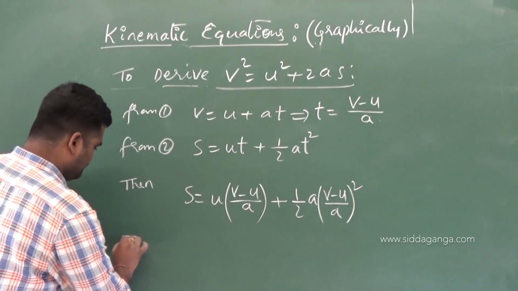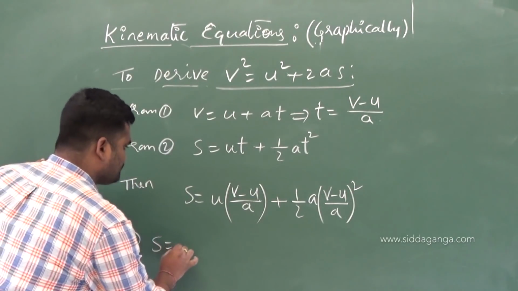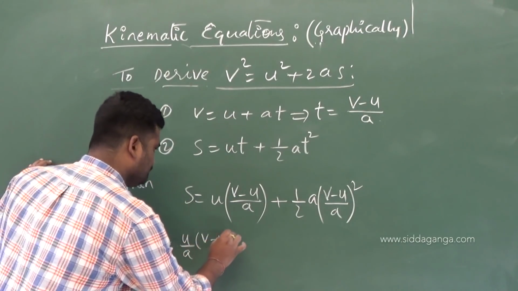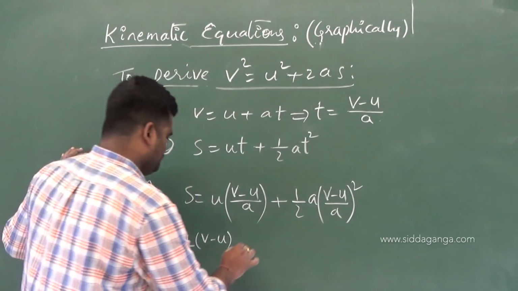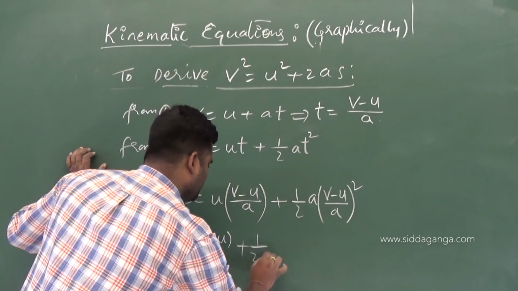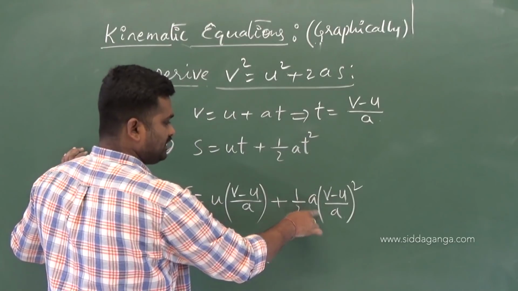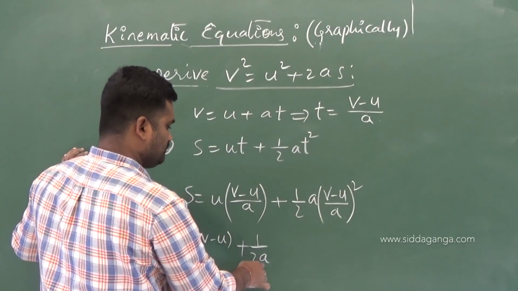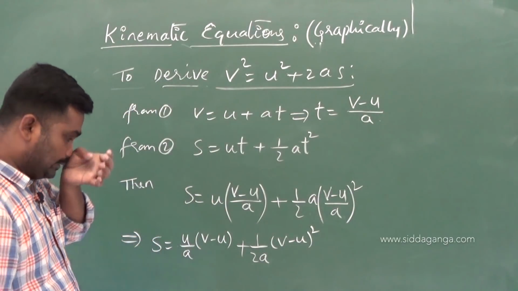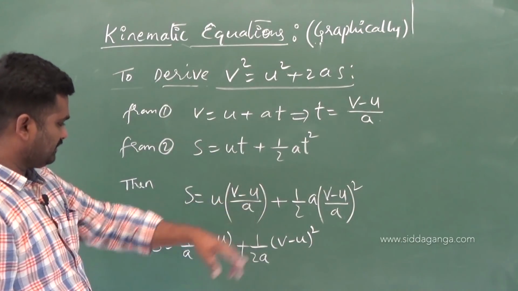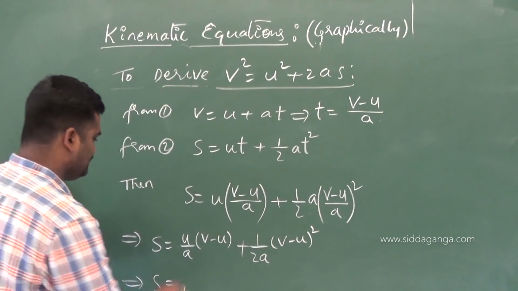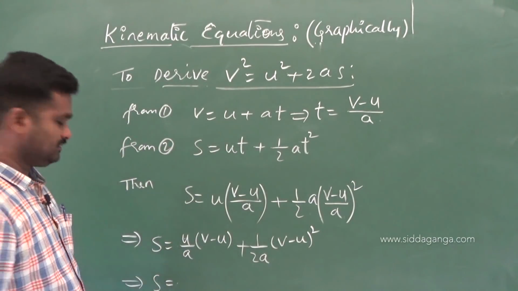See, once again rewriting this equation, what you will get? S equals U by A into V minus U, plus here 1 A will get cancelled. Remaining is 1 by 2A. A square and A will get cancelled. Remaining is 1 by 2A into V minus U whole square. So you just cross multiply with all the terms, what you will get now? S equals U into V. I hope it is visible.